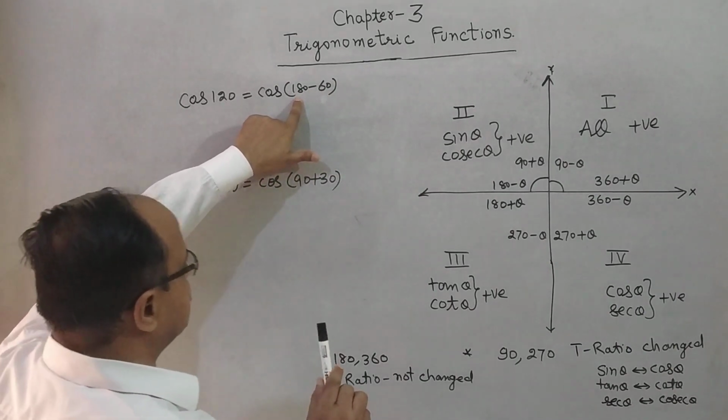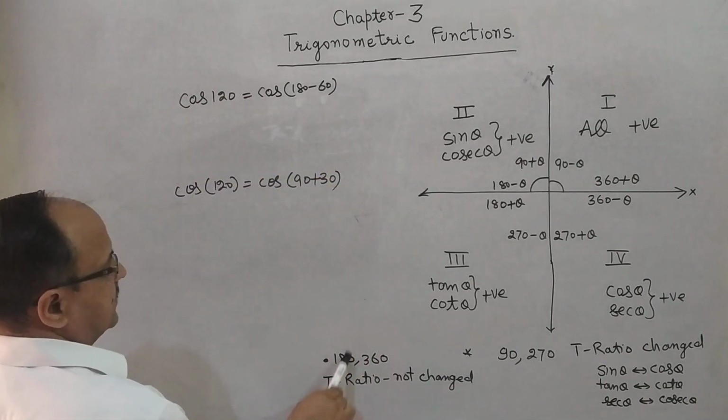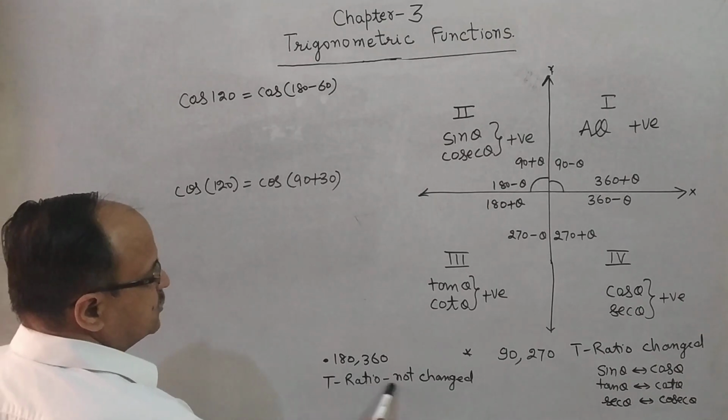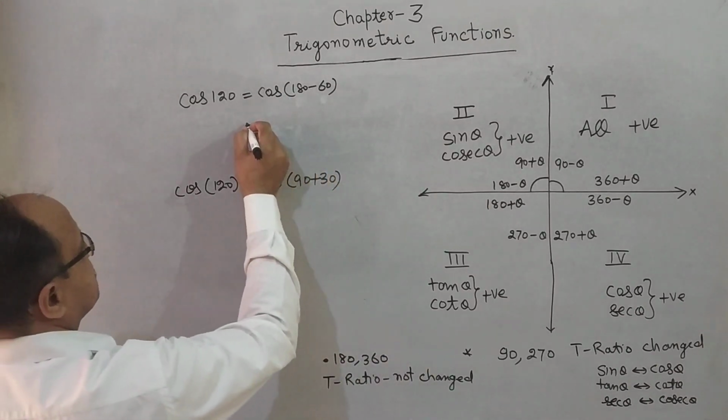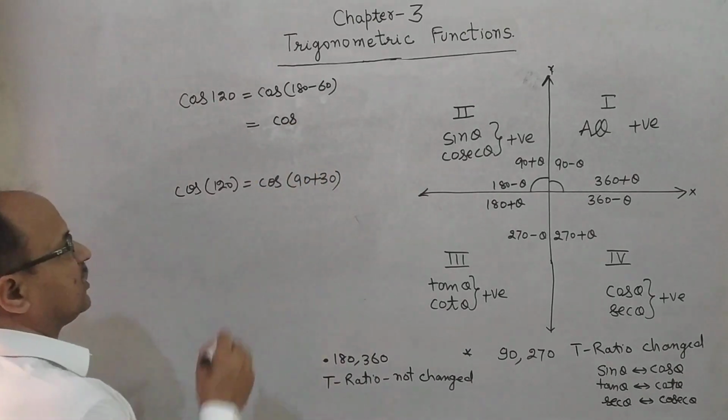Firstly check. It is the case of 180. It means t ratio not changed. Cos है तो cos ही आएगा, same रहेगा as it is. Cos 60.